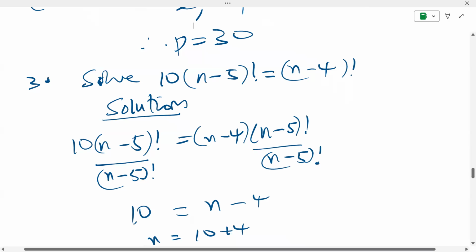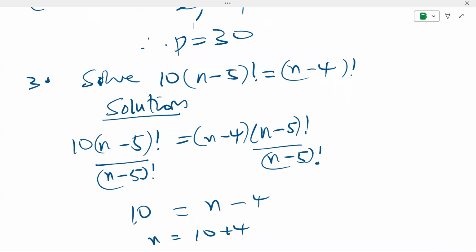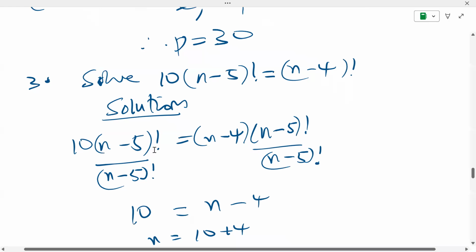Now solve 10 into (n minus 5) factorial equals (n minus 4) factorial. So let's see how we can do that. From the question, we have 10 into (n minus 5) factorial. And then the (n minus 4) factorial, we can write it as (n minus 4) times (n minus 5) factorial. Okay, so with that, we divide both sides by (n minus 5) factorial. So this will divide that. We shall get 10 equals n minus 4.